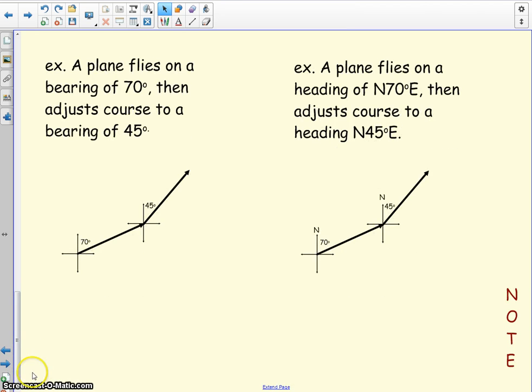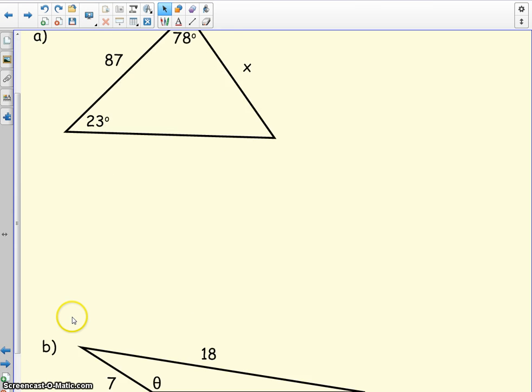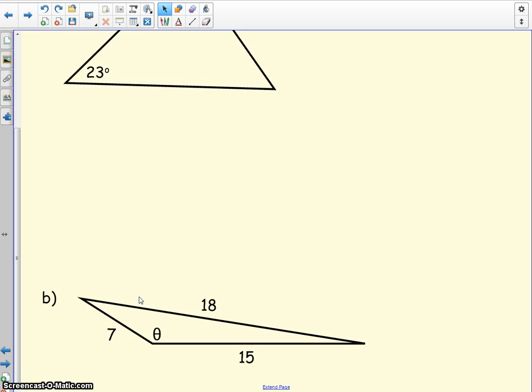Okay, now we've looked at all those definitions. Let's do some examples. I'm going to want you to try these ones on your own first. See what you remember from grade 10. So first of all, figure out what you can inside the triangle. Try and decide whether you can use sine law or whether you have to use cosine law, and try and solve for the missing value in both A and B. Push play when you're ready to go through the answers together.